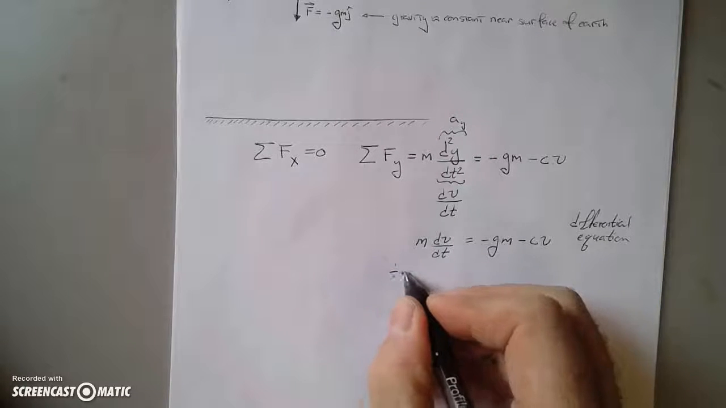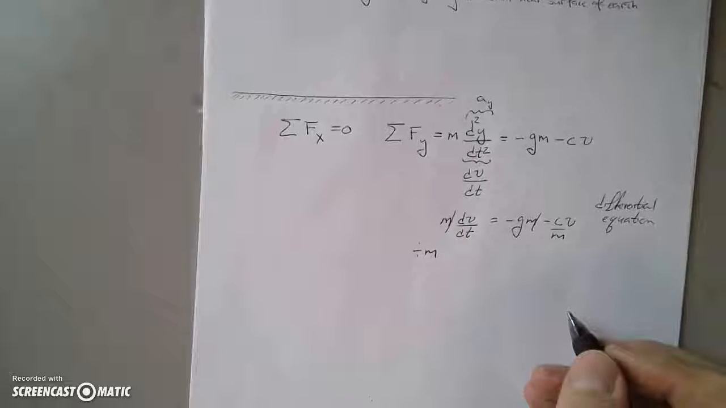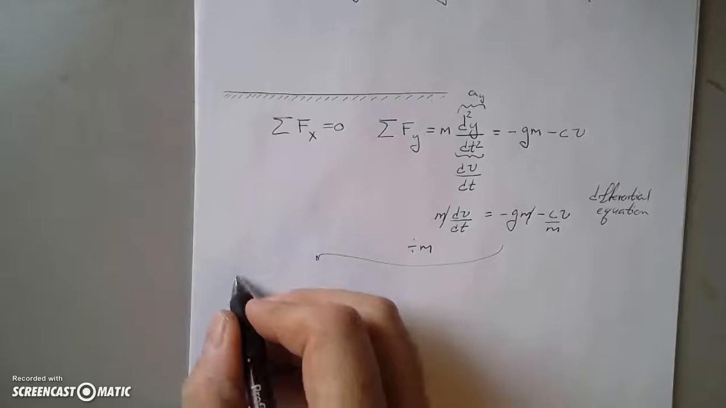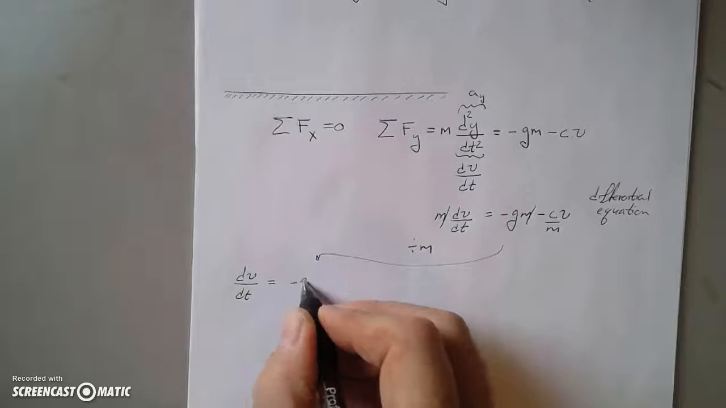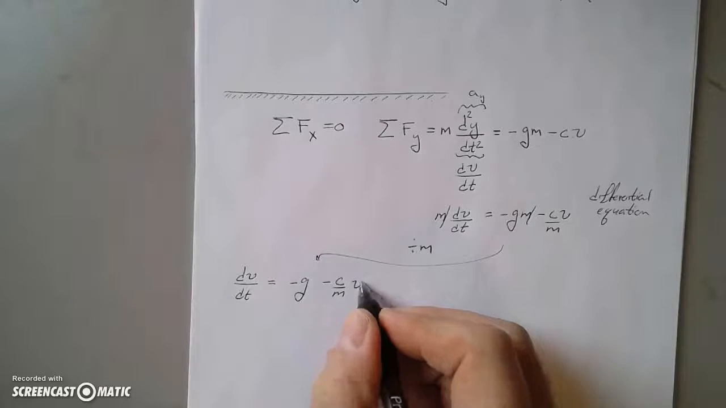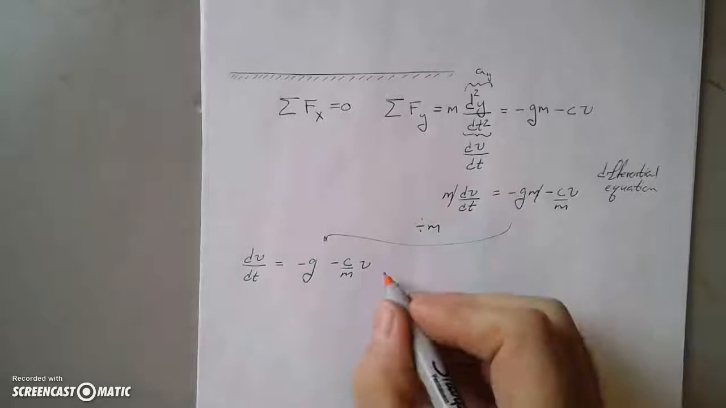Now we can divide by m here, simplify things. So we're going to have dv/dt equals minus g minus c over m times v. Now the next step is a step you're not going to understand yet, maybe not for a few more years, but I'll let you know when you're not supposed to understand, and then I'll let you know when you should.